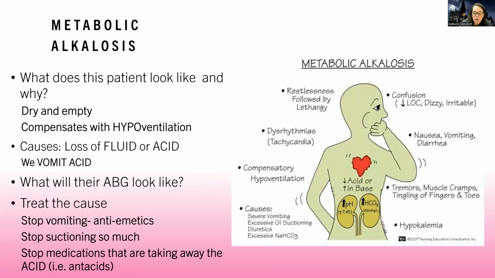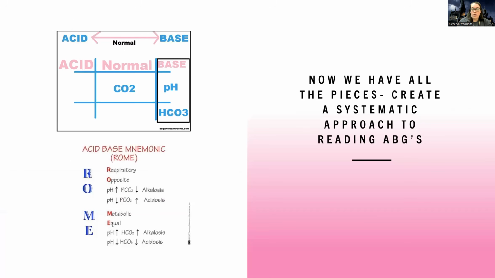But here you can see my pH is high because I'm in a state of alkalosis. Because of that, my bicarbonate is high as well, so they're going in the same direction. So we want to treat the cause. If they're vomiting, give antiemetics, stop suctioning them so much, and stop any medications that might be leaching away their acid.